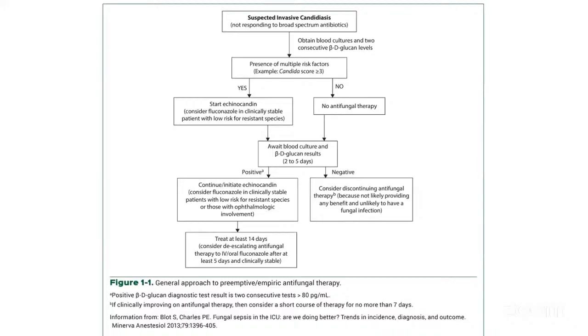We will wait for the blood culture and beta-D-glucan level for 2 to 5 days. If it is positive, continue or initiate echinocandins. Consider fluconazole in clinically stable patients in low-risk resistance groups only. If it is negative, consider discontinuing antifungal therapy. If it is positive, then we have to treat for at least 14 days.